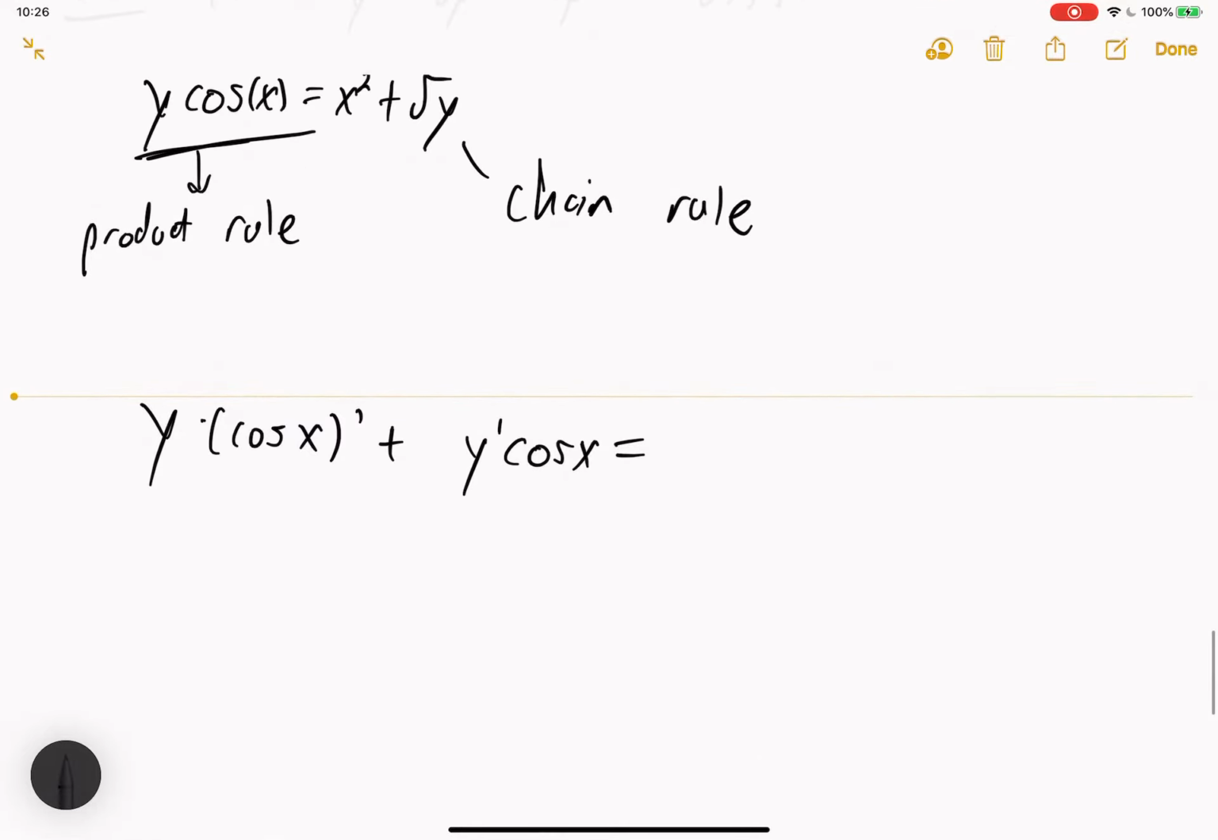Then we have to do the derivative of the right-hand side with respect to x. We just get 2x. Then remember that we said we have to treat y as a variable, and then y is like a function. So we bring down that exponent. So 1/2 times y to the negative 1/2 times y prime.